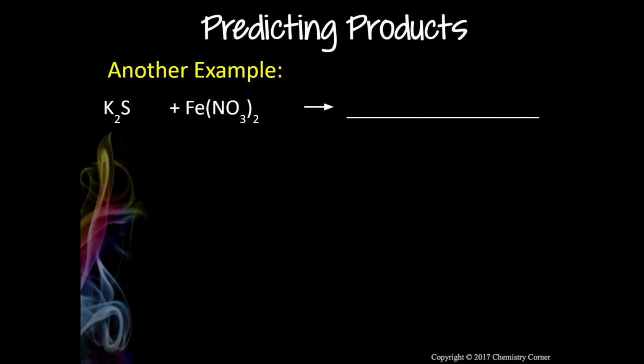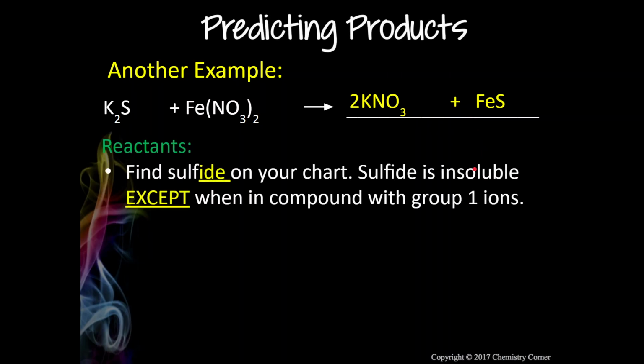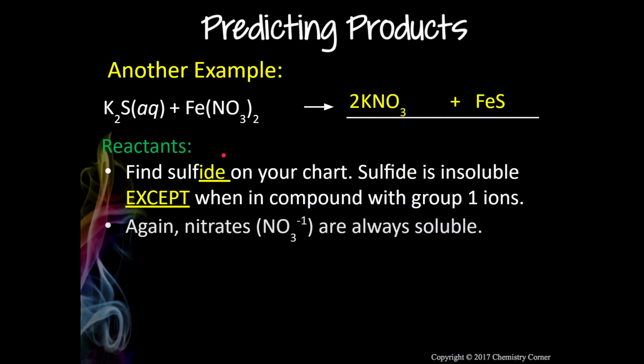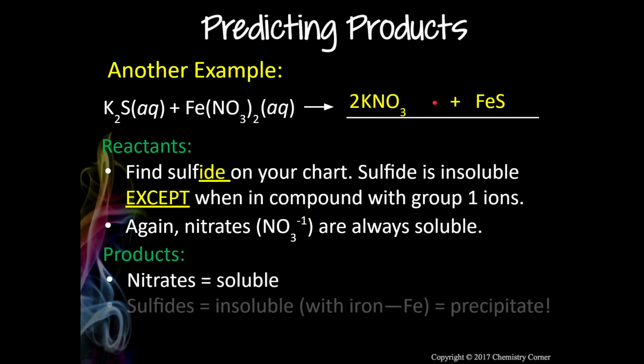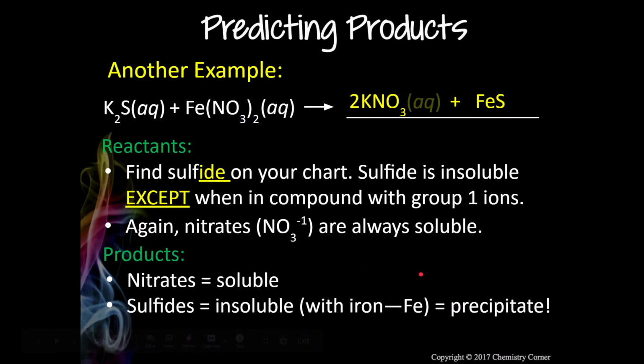Our next example, which was on the previous page also, remember that nitrates are always soluble and group 1 ions are always soluble, but when we switch, then our sulfide is not soluble unless it's with a group 1. So sulfide is insoluble unless it's with a group 1, check, soluble. Nitrates are always soluble, so we'll put our aqueous there. On the products, nitrates are always soluble, aqueous there. And sulfides are insoluble with iron, and so it forms a precipitate.